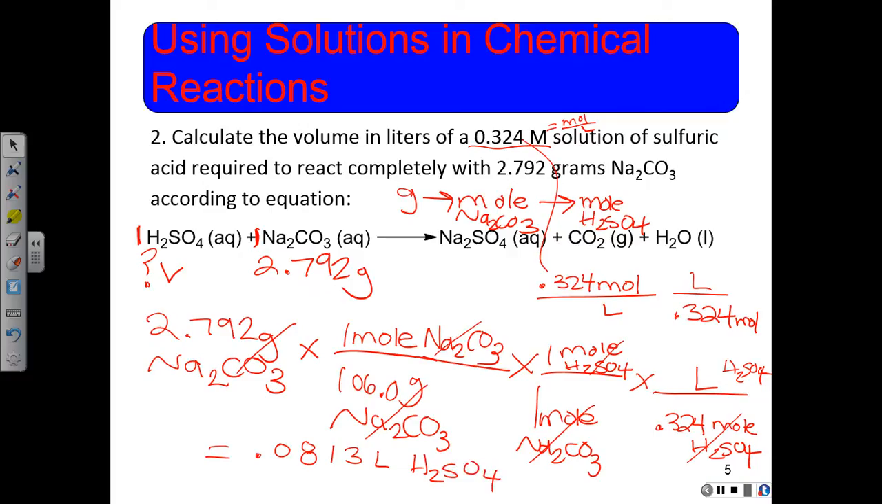It asks you for this in liters, but technically, if I was in the lab, I'd want to look at that as milliliters, because if I had to measure out 0.0813 liters, I'm going to be using a larger device than I would want. So I would probably look at it as 81.3 milliliters.